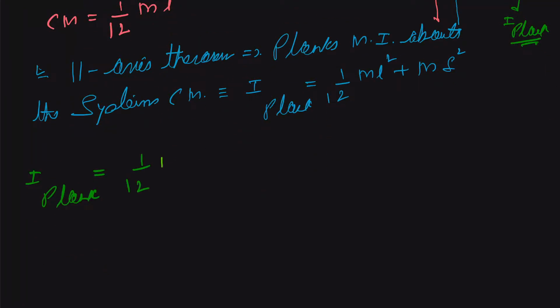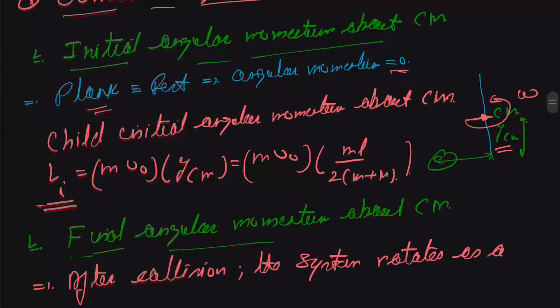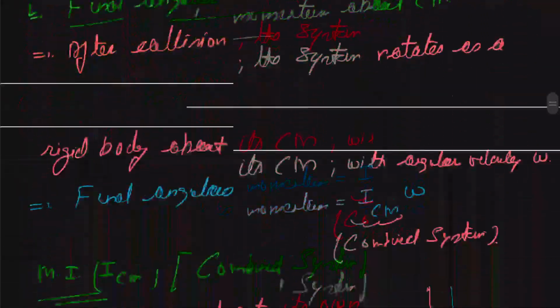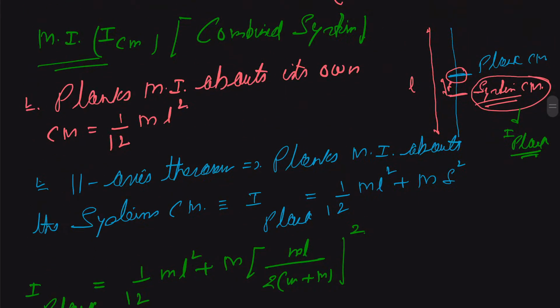This is our 1 by 12 ML square plus M times delta, which we calculated as ML upon 2m plus capital M, and its whole square. Okay. And now we find out the child's moment of inertia about the center of mass. Okay. And the child is, we can say, somewhere here, and this distance we already know is our YCM.